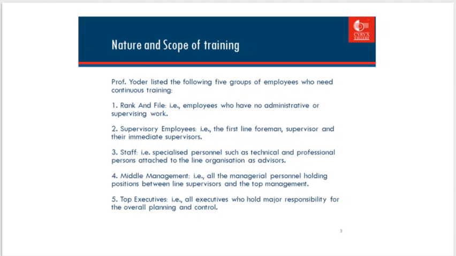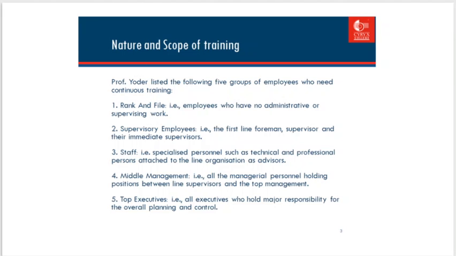First, rank and file. For example, employees who have no administrative or supervising work. Second, supervisory employees. For example, the first-line foreman, supervisor and their immediate supervisors. Third, staff. For example, specialized personnel such as technical and professional persons attached to the line organization as advisors.